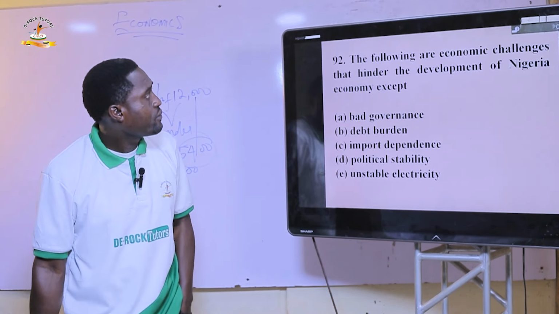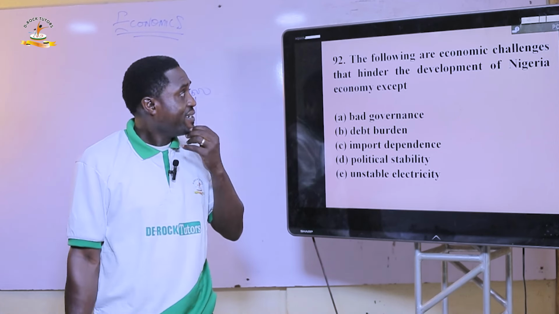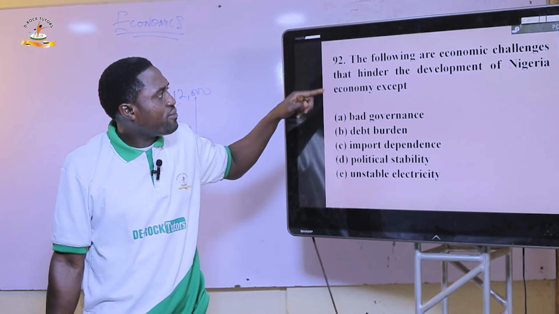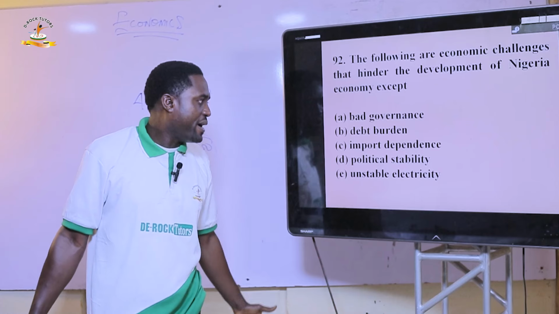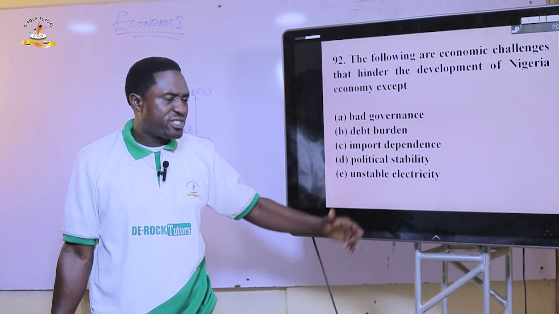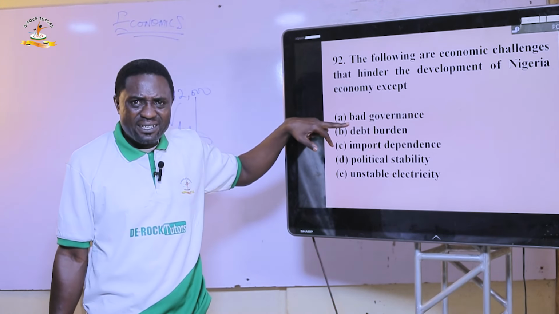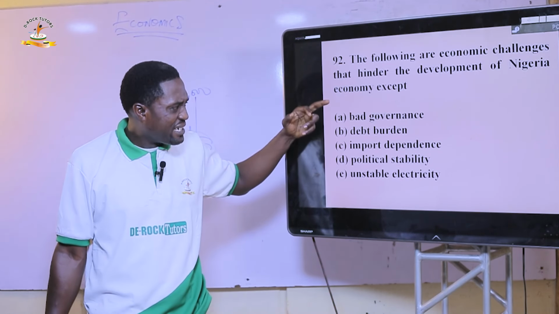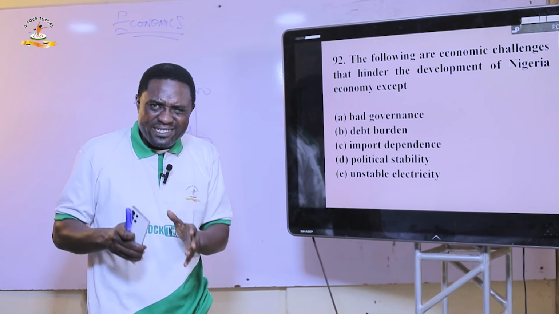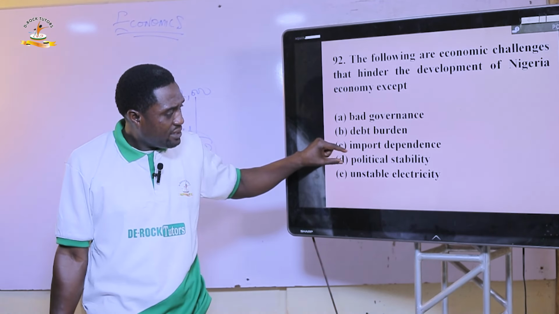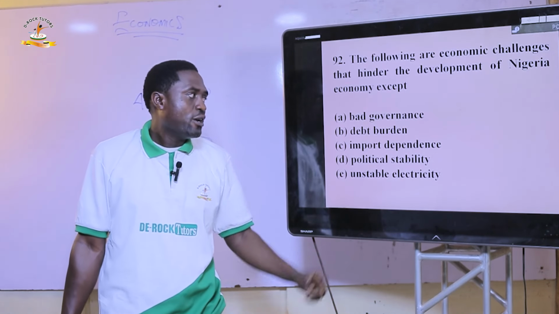The next question. The following are economic challenges that hinder the development of Nigeria economy, except: A, bad governance, debt burden, import dependence, political stability, unstable electricity. If you look at these options, there's only one that is different. Bad governance is negative. Debt burden is negative. Import dependence is negative. Unstable electricity is negative. Political stability, when there is stability in politics, that is the positive part. So automatically, this is the odd one out. The perfect answer to this option is political stability. The following are economic challenges that hinder the development of Nigerian economy except political stability.